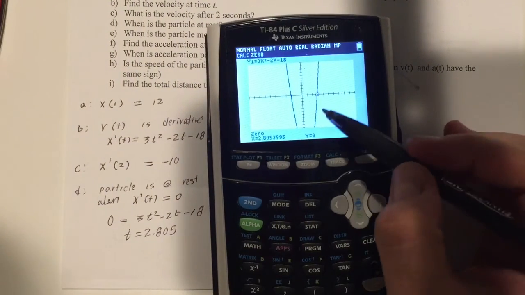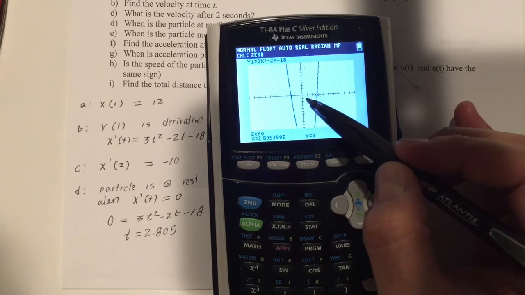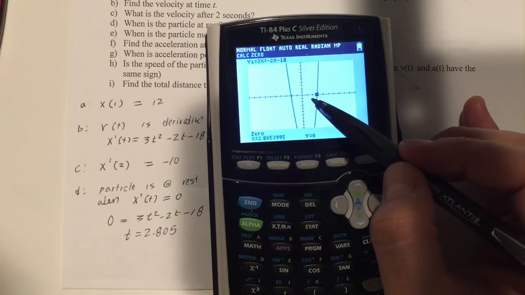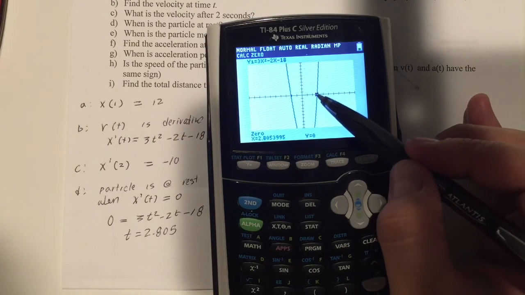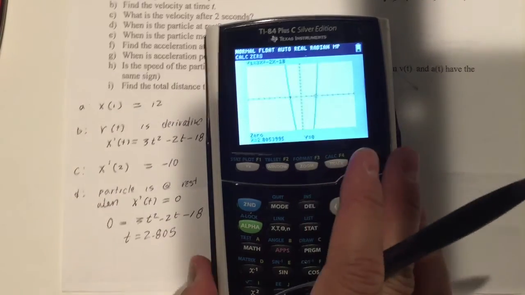Notice that before this time, the velocity is negative, so it was moving to the left, came to a stop, which is at rest, and then continued to move to the right.